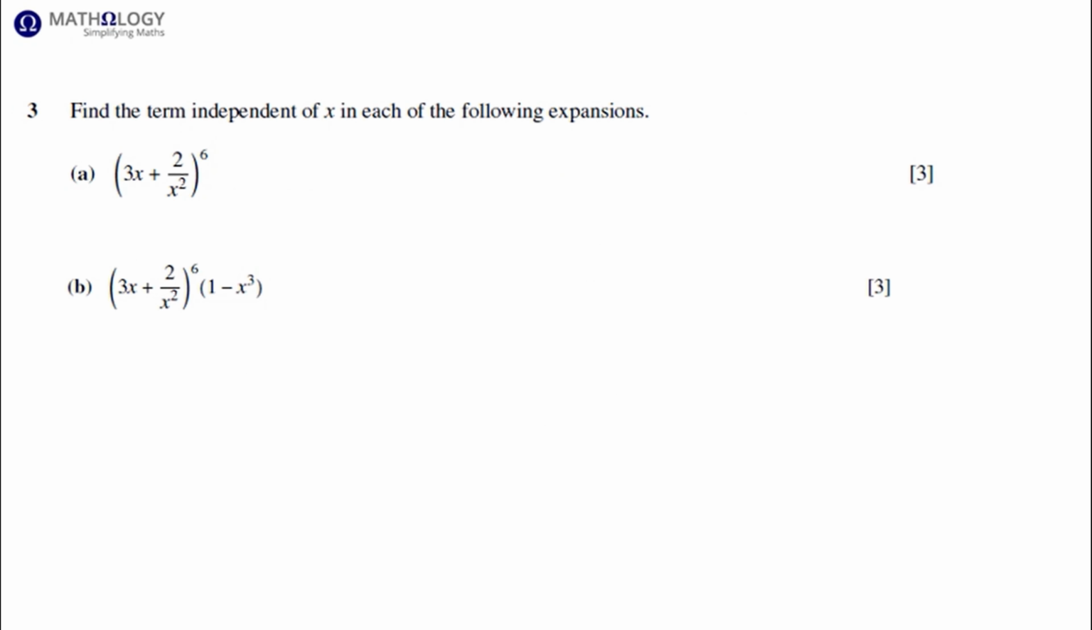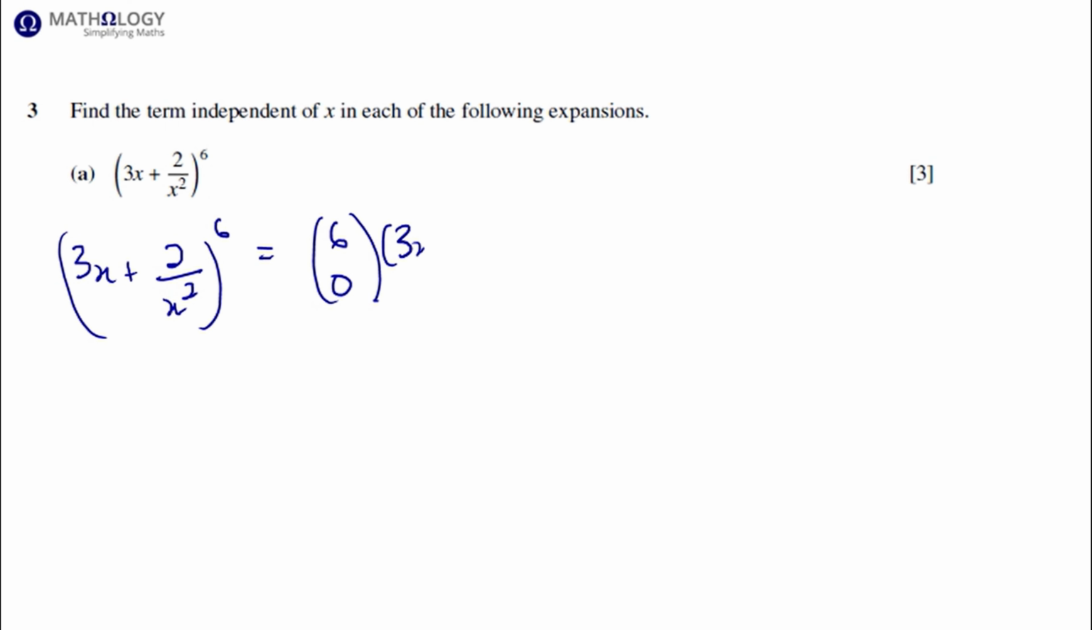For the following two questions, we're required to find the term independent of x in each of the expansions. So (3x + 2 over x squared) to the power of 6. When we expand this, we'll have 6 choose 0, 3x to the power of 6, plus, second term will be 6 choose 1, 3x to the power of 5 times 2 over x squared. And we don't have to put to the power of 1, but I'm going to do that.